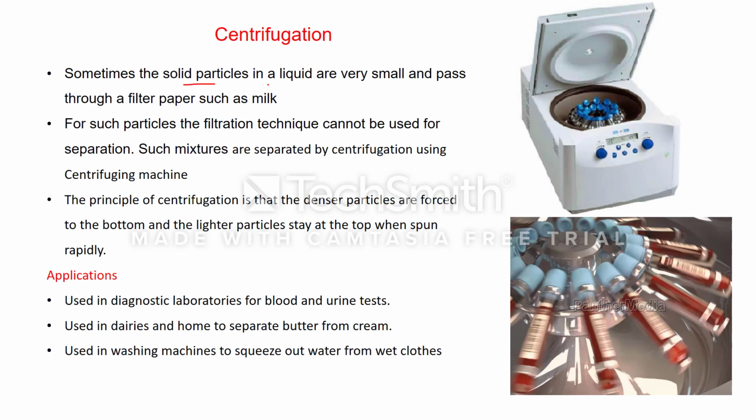Now, the next method is centrifugation. Sometimes the solid particles in a liquid are very small and pass through a filter paper, such as in milk. For such particles, the filtration technique cannot be used for separation. Such mixtures are separated by centrifugation. This is the name of the technique, centrifugation, and the machine we use is the centrifuging machine. These are the two models shown here. The principle of centrifugation is that denser particles are forced to the bottom and the lighter particles stay at the top when spun rapidly. Clear?